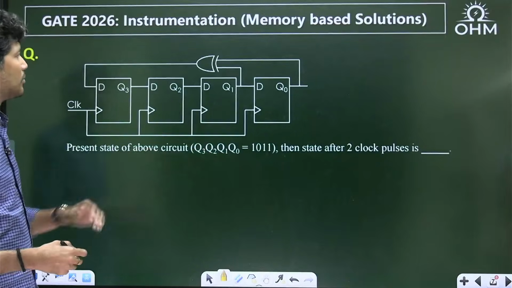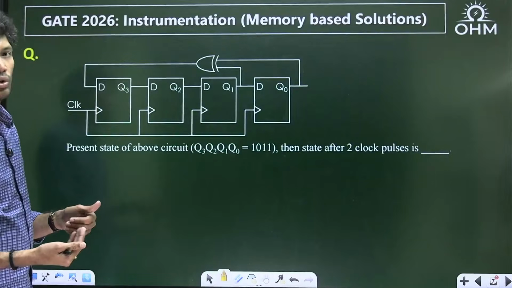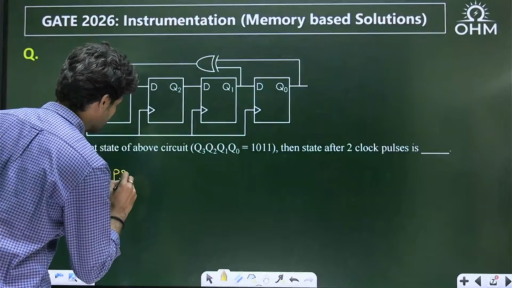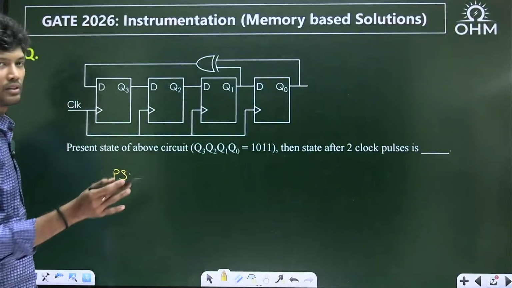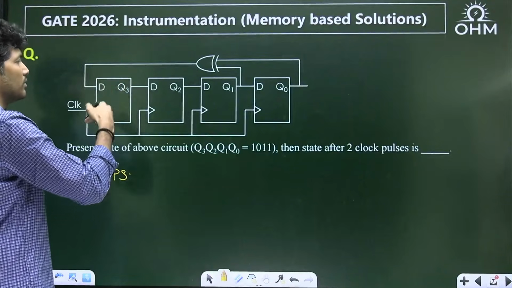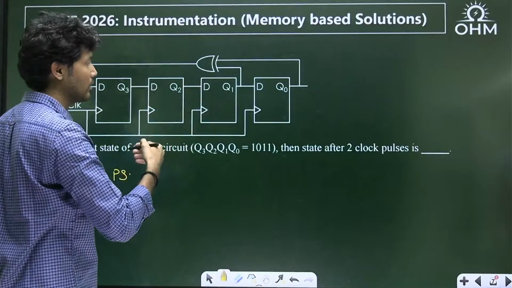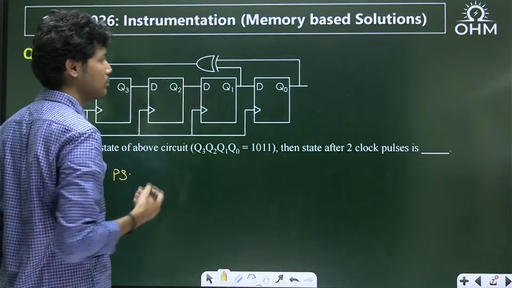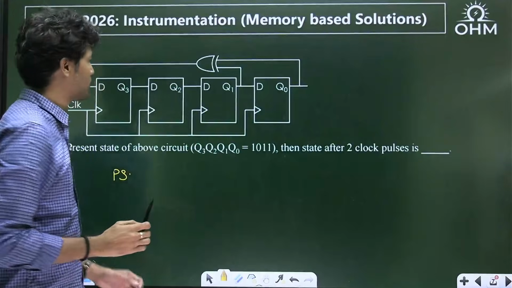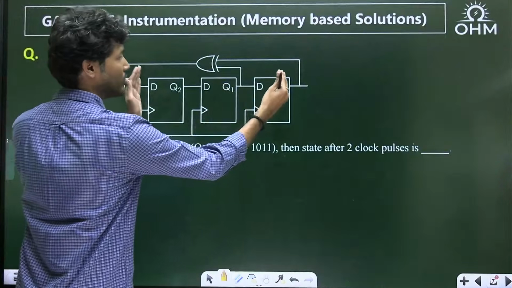We have been given some initial state 1 0 1 1. Then the state after 2 clock pulses is dash. So what is the present state here? Luckily, if you see, this is a shift register counter wherein the output of the first flip-flop is given as input to the second, the output of second is given as input to third, the output of third is given as input to fourth.